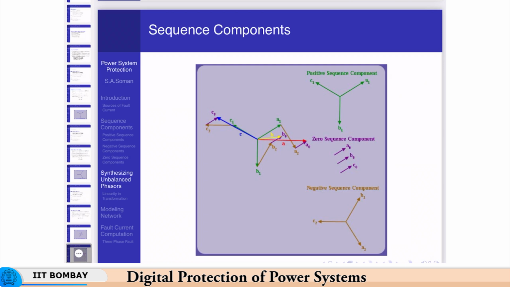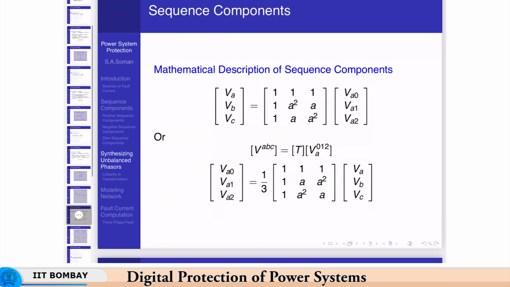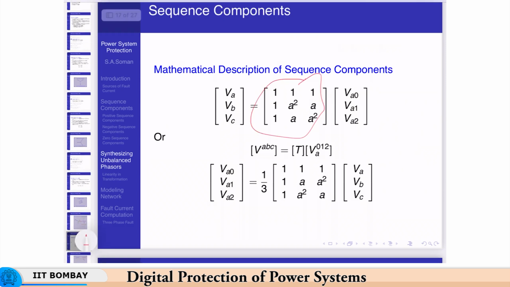So, this is how an unbalanced set of phasors can be synthesized from a balanced set of phasors. Now, the thing to be noted is that this transformation from the sequence domain to the phase domain is a linear transformation. All properties of linear transformation apply. Now, how is that? That is because this T matrix is a constant matrix, and also it is an invertible transformation.